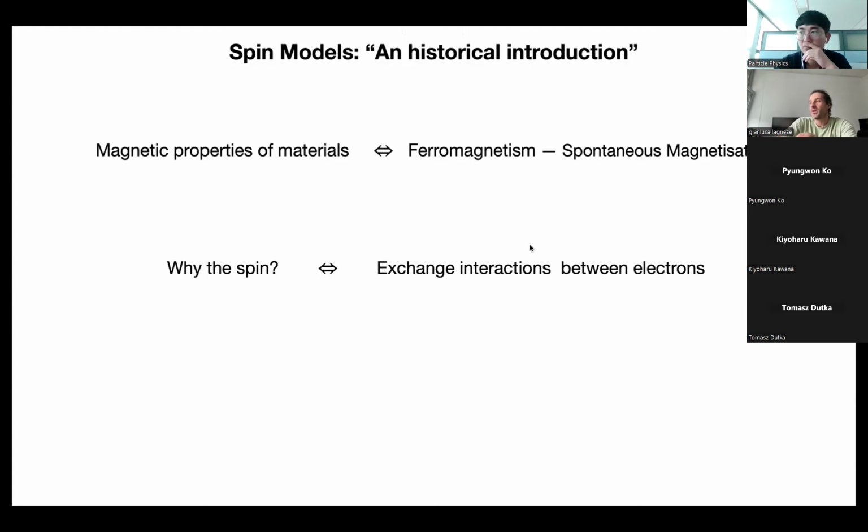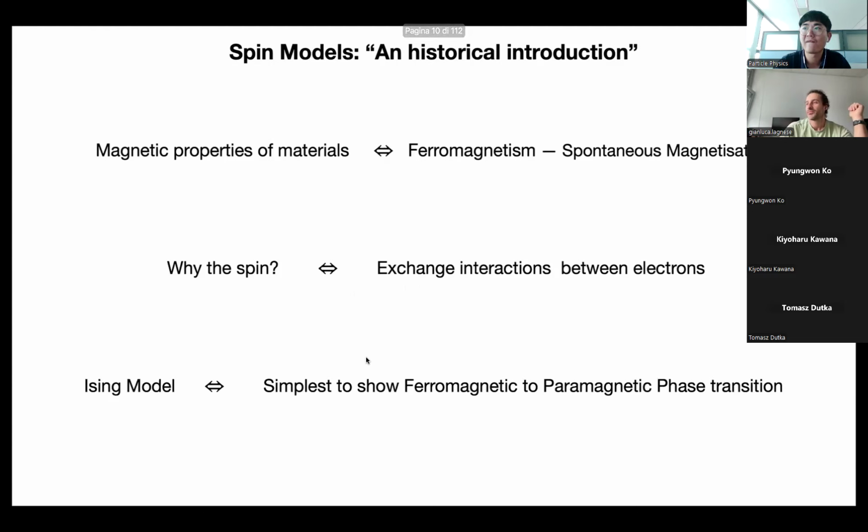And then why the spin? One of the main origins, at the microscopic level in the context of solid state physics, is the exchange interaction between the electrons. I'm going to explain this a bit, but it's not that important. It's just to give you an idea of the background.